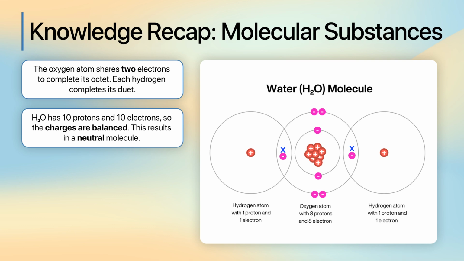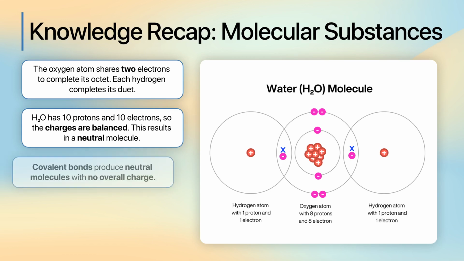When atoms share electrons to form covalent bonds, they do not create charged particles such as ions. Instead, they produce molecules with no overall electric charge. The shared electrons balance out the charges from the protons in the nuclei, resulting in a neutral overall charge.